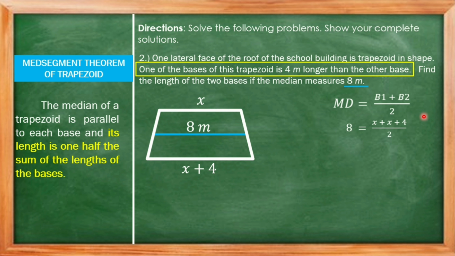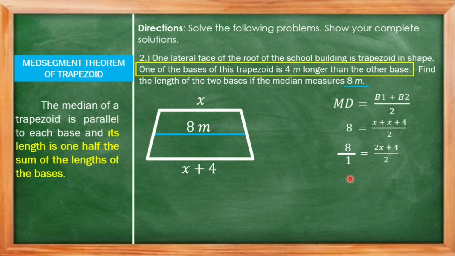Yan. So, substitute lang natin. So, yung median natin is 8. Then, yung base 1 natin is x plus, yung base 2 natin is x plus 4. And then, divided by 2. So, ang gagawin natin is, simplify muna natin ito. So, bring down muna natin yung 8. Then, x plus x is equals to 2x. Then, plus 4. Then, divided by 2.